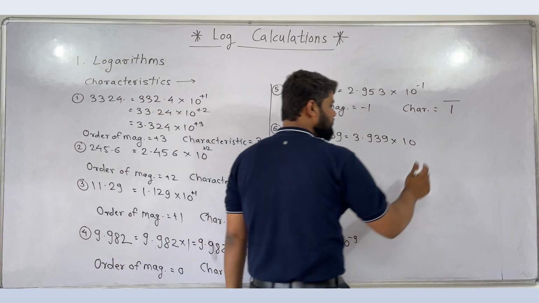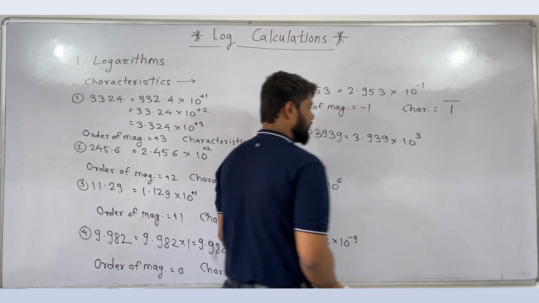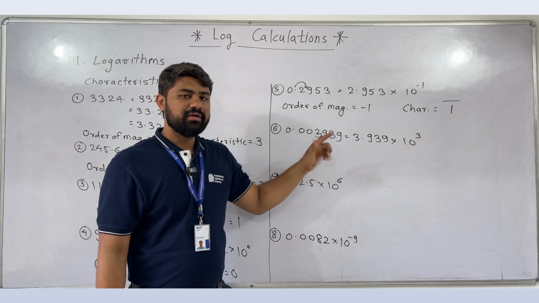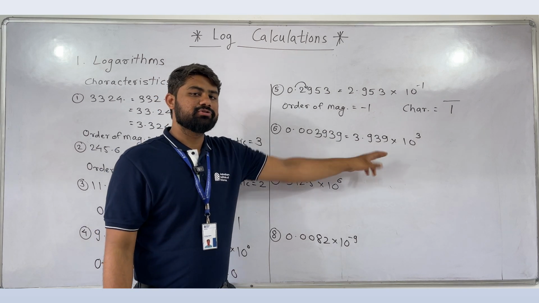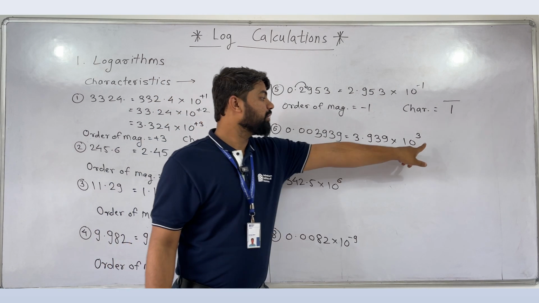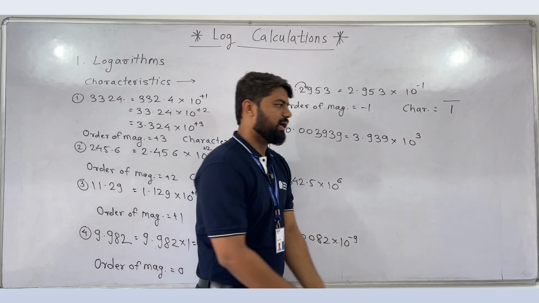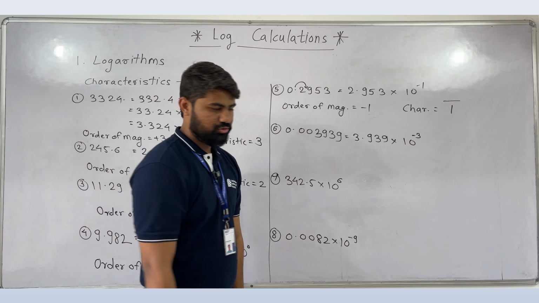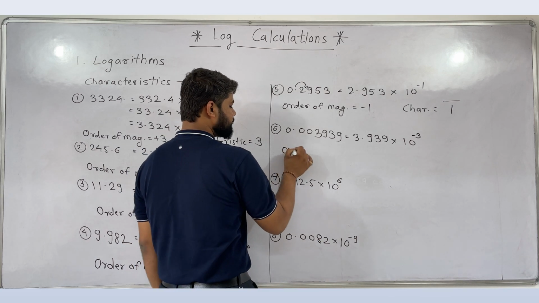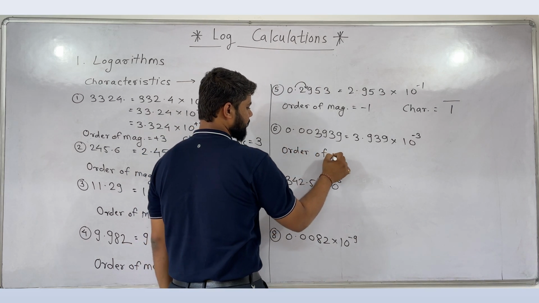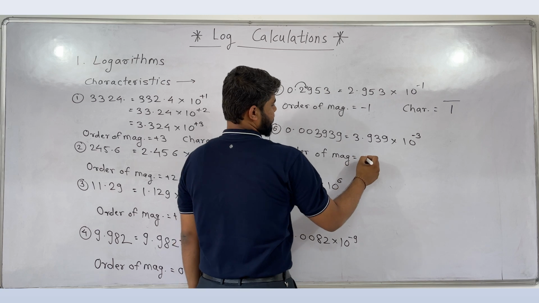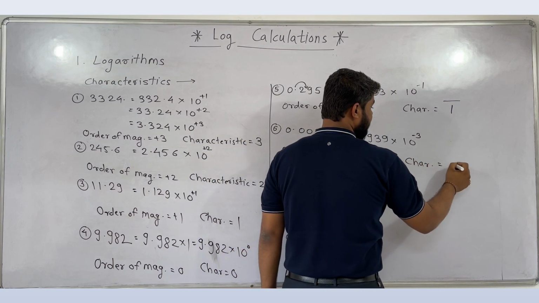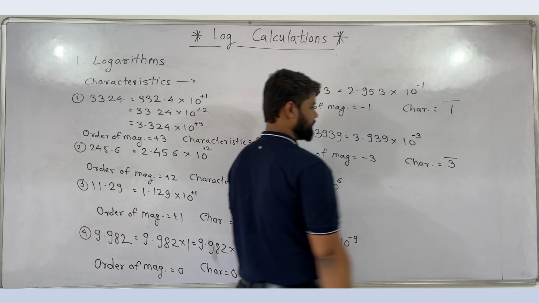So we will multiply this by 10 raised to 3. Now the sign of 3, plus or minus, will depend on the values. We have increased the value, so to maintain the balance, we have to decrease it with the help of this, and we will decrease it just by giving a minus sign. So the order of magnitude will become -3, and the characteristic will be 3 bar.